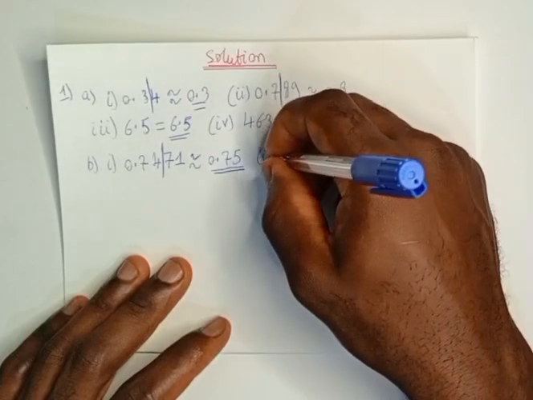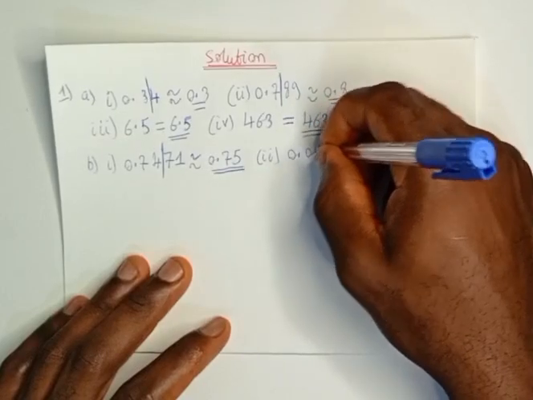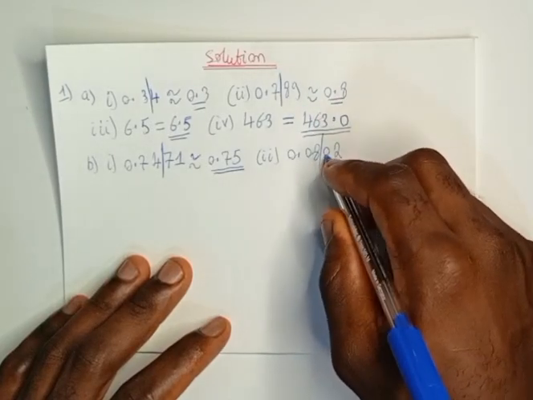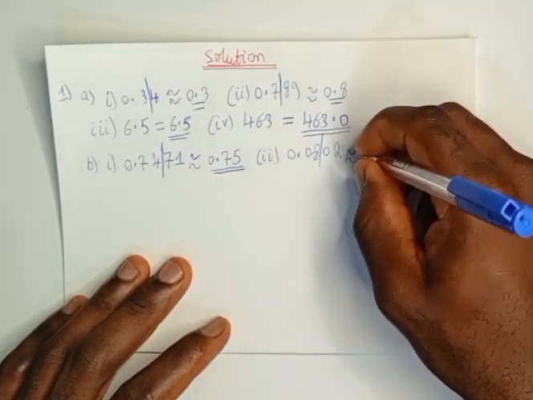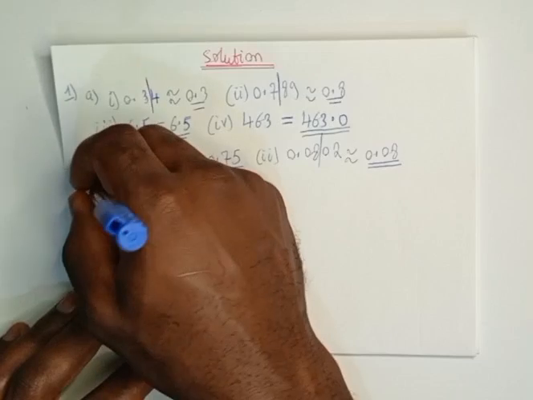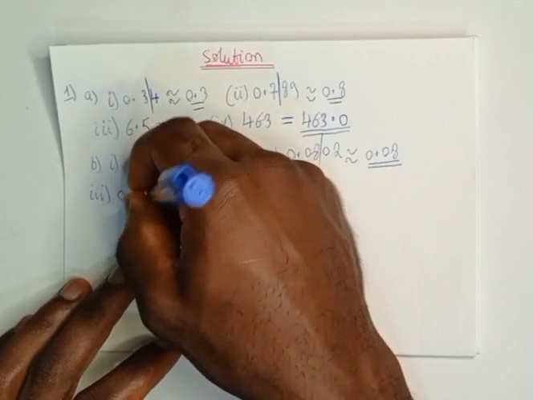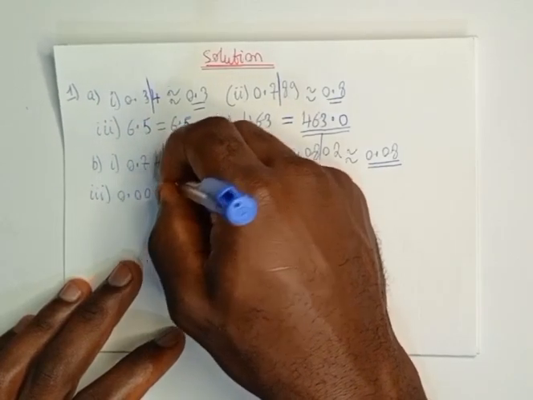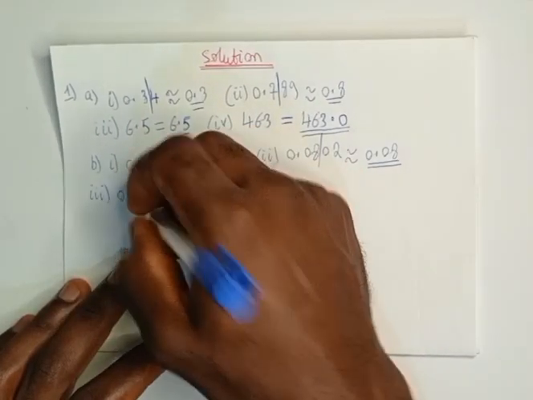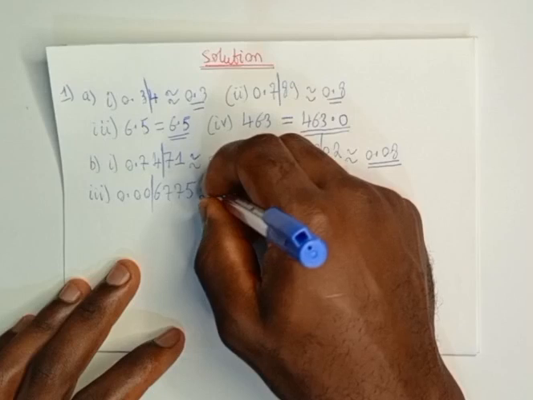For 2i, we have the number 0.0802. To two decimal places, we have 1, 2. 0 is less than 5. It remains 0, and this will be approximately 0.08. Two decimal places. We go to 3i. 3i, we have the number 0.006775. To two decimal places, we have 1, 2. We have to round off at this level. 6 is greater than or equal to 5. It is rounded up to 1. We have to add the 1 to this 0, and this will be approximately 0.01.